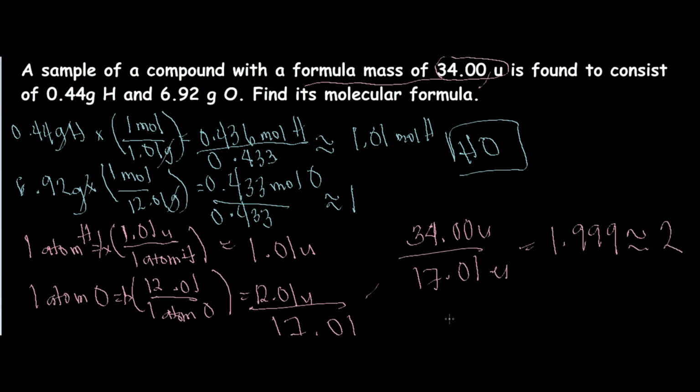So the molecular formula will be HO times 2. This is H2O2. H2O2 is commonly known as hydrogen peroxide.